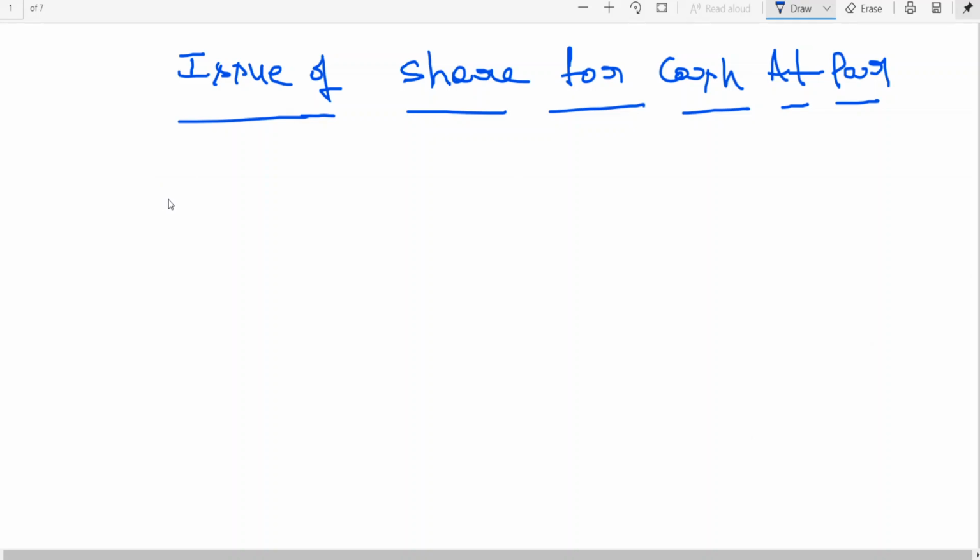Okay, so issue of shares for cash at par. Generally, I told you the amount, the face value of the share. Last class we have discussed, it can be 10 rupees share, it can be 100 rupees share. I'm taking assumption it is a 10 rupees share. So I'll explain the entries today by taking one problem so that you'll be able to understand.